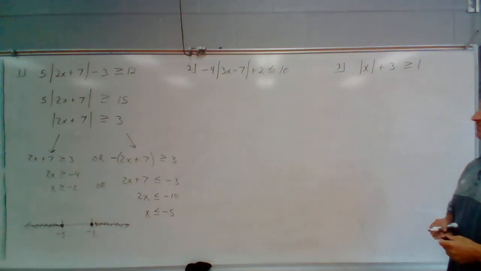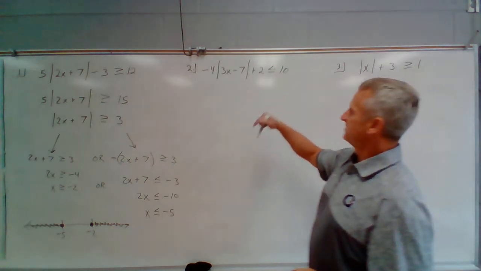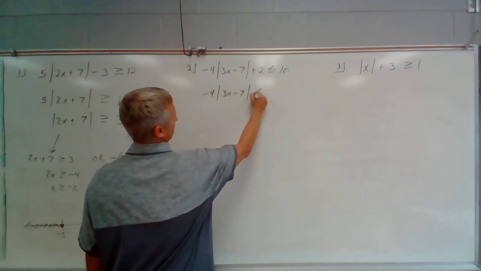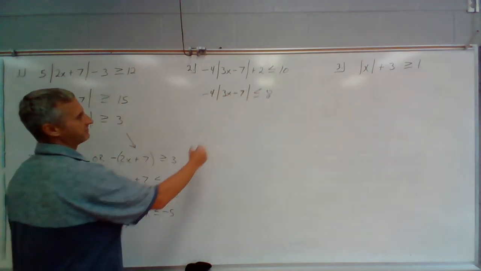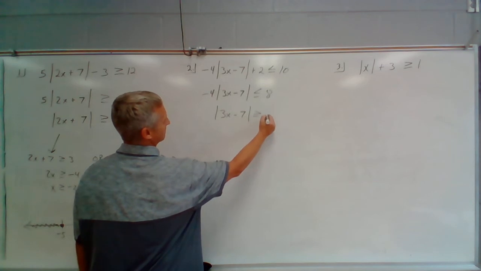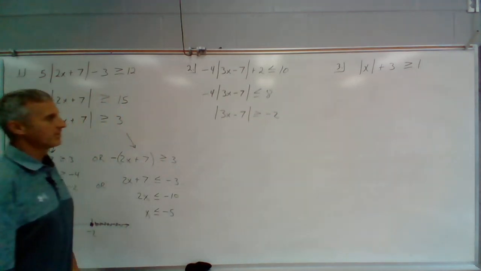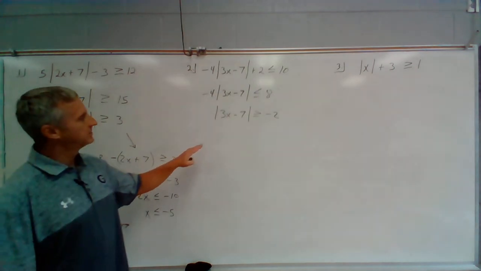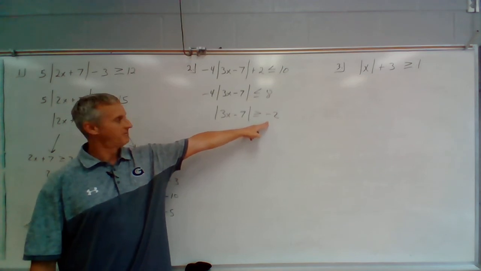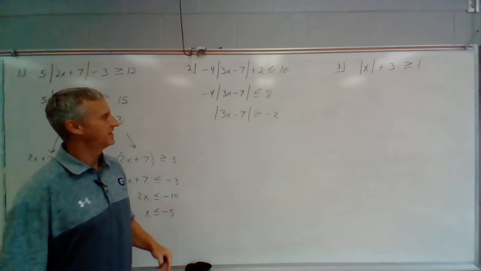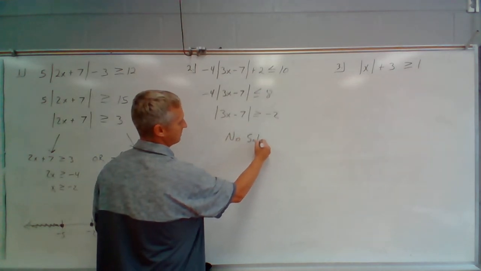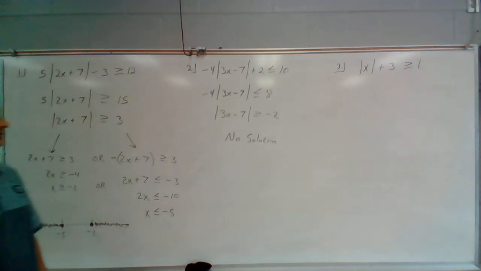All right, the second one. Let's subtract 2 from both sides. Divide both sides by -4. Remember to change the way the inequality points. -2. All right. Let's think about this. Can the absolute value of anything be greater than -2? Is that possible? No, you can't, because the absolute value of anything will always give you a positive answer. So that has no solution. That is impossible.